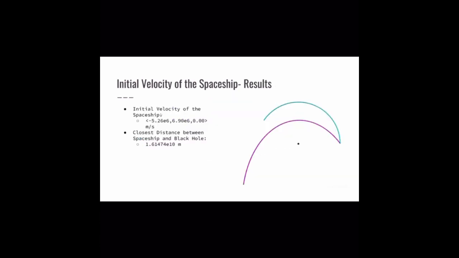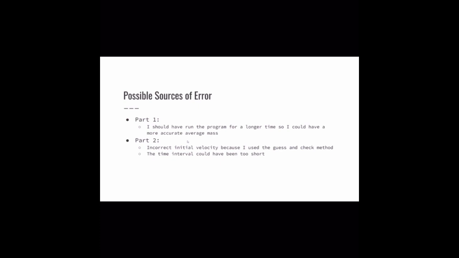The code computed that the initial velocity of the spaceship would be the vector negative 5.26 times 10⁶, 6.90 times 10⁶, 0. The closest distance between the spaceship and black hole would be 1.614 times 10 to the power of 10 meters. Sources of error include the fact that I might have run the program for a shorter amount of time than I should have. If I ran it for a longer time, I could have a more accurate average mass. And also I might have had the incorrect initial velocity because I used the guess and check method, and the time interval could have been too short.